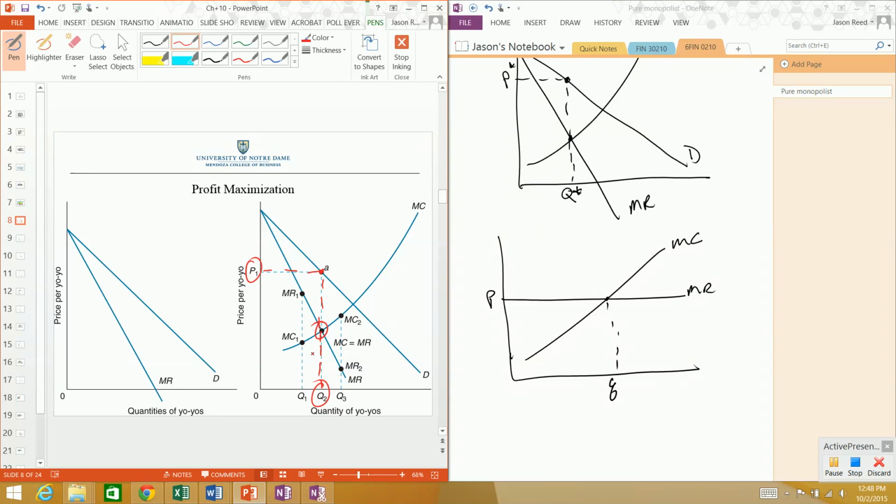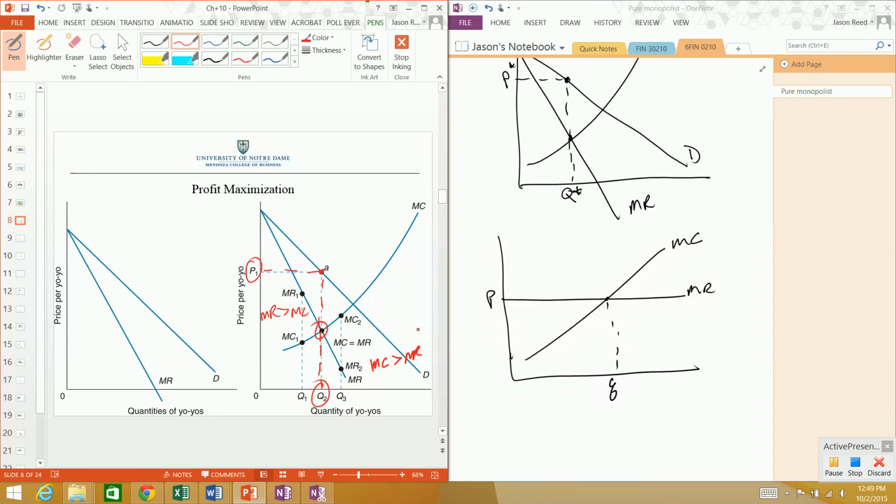Why is this true? Why don't we produce at Q1? Again, the reason is because at this point, marginal revenue on this side is greater than marginal cost. We know that we're better off if we were to produce an additional unit. And why don't we produce at Q3? This is because marginal cost is greater than marginal revenue, and therefore the benefits are not outweighed by the costs. So we want to stay at the point where marginal cost is equal to marginal revenue.